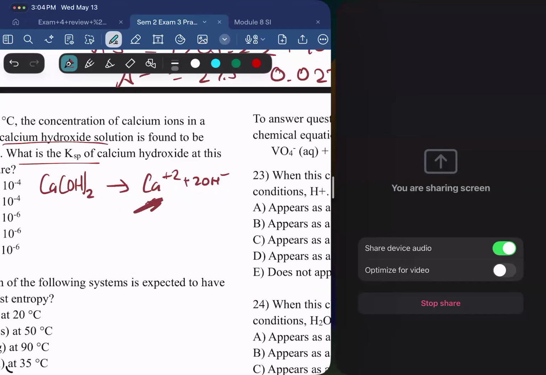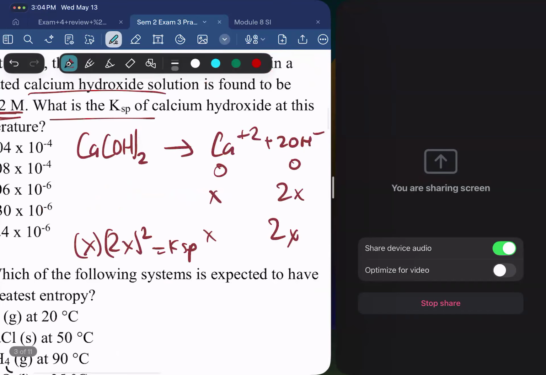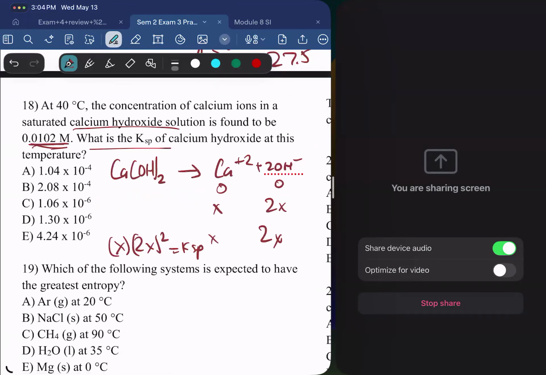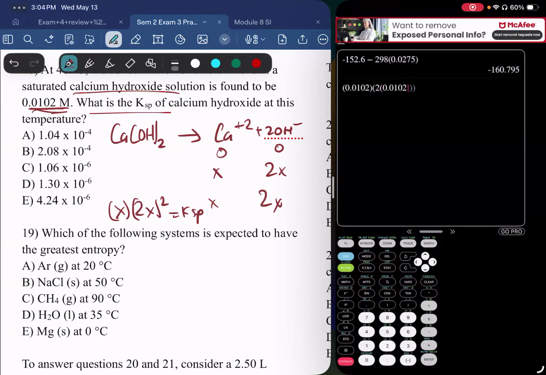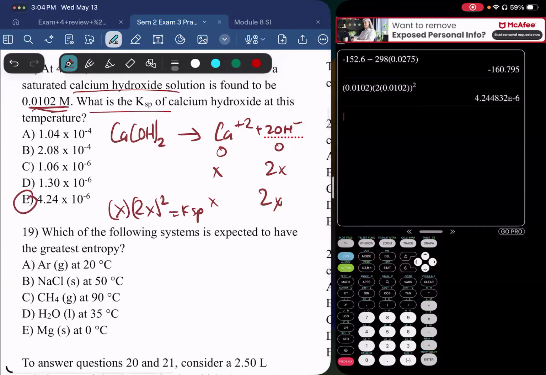So we're going to have first 0, 0, right? Then X, 2X, and then X, and then 2X. So X times 2X squared equals Ksp, and we have the X value. So we just need to plug in the value and solve. Let me pull out the calculator. 0.0102 times 2, 0.0102. And then this is going to be squared. And I got this as my Ksp value. And that's choice E.